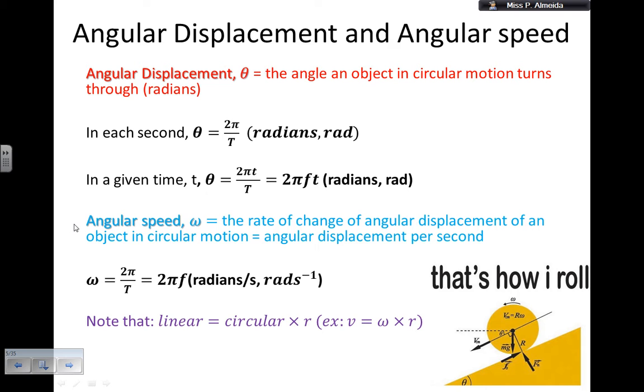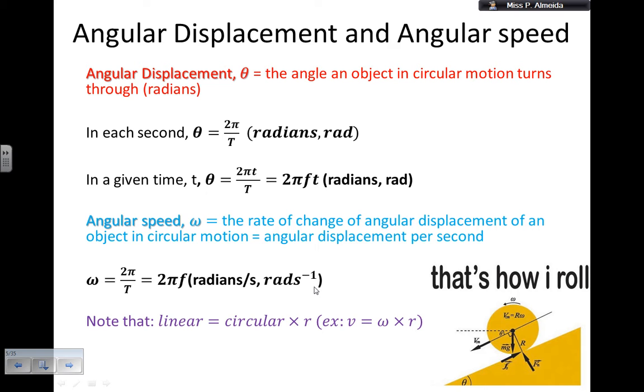So the angular speed is going to be this symbol that looks like a W, but is actually an omega, and is going to be 2 pi over T, the time period, which will be 2 pi f, because the speed is going to be radians per second, or rad s^-1, okay?